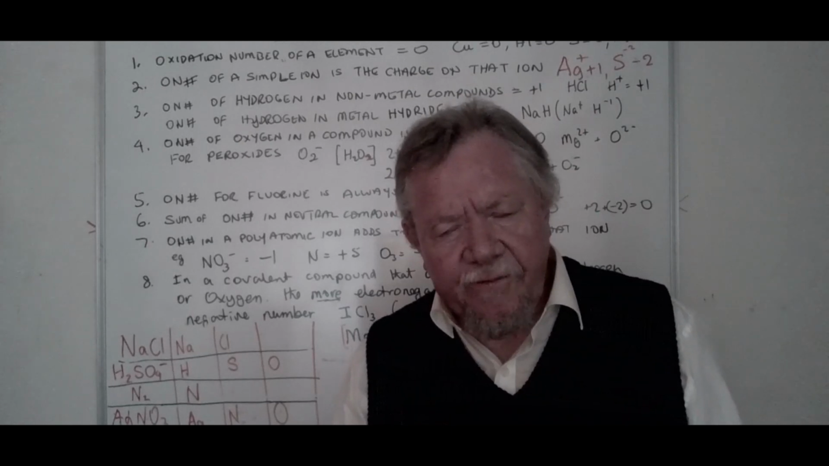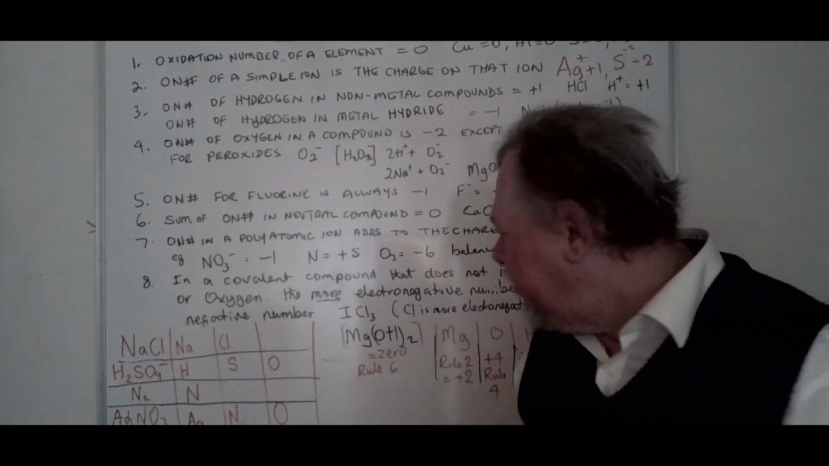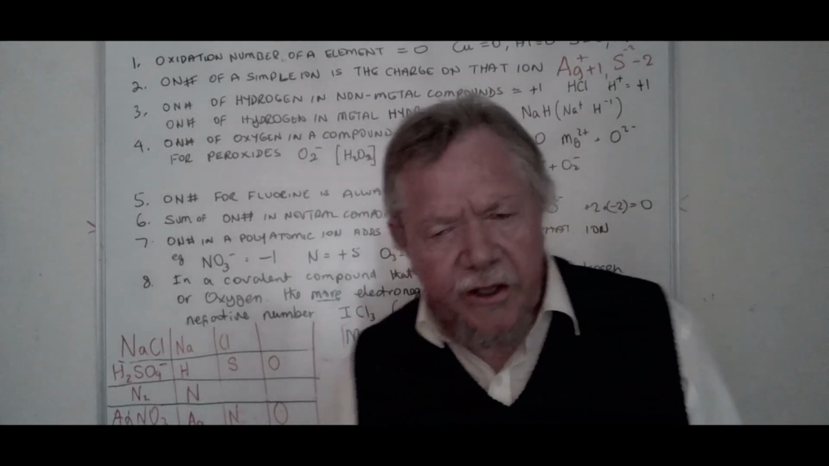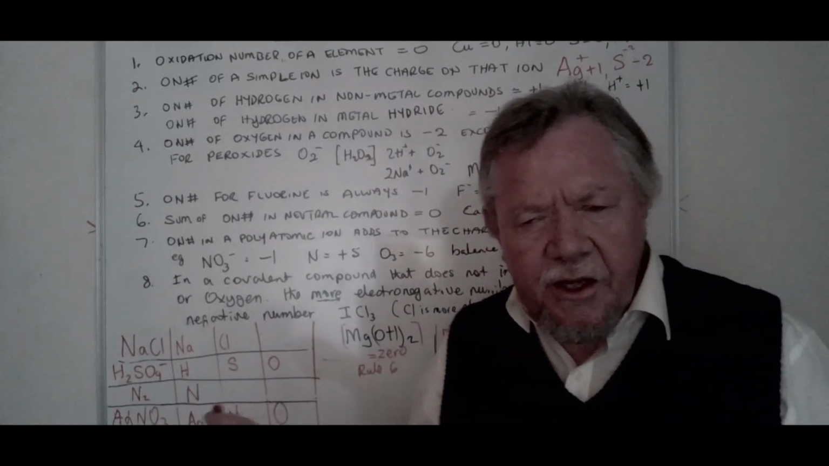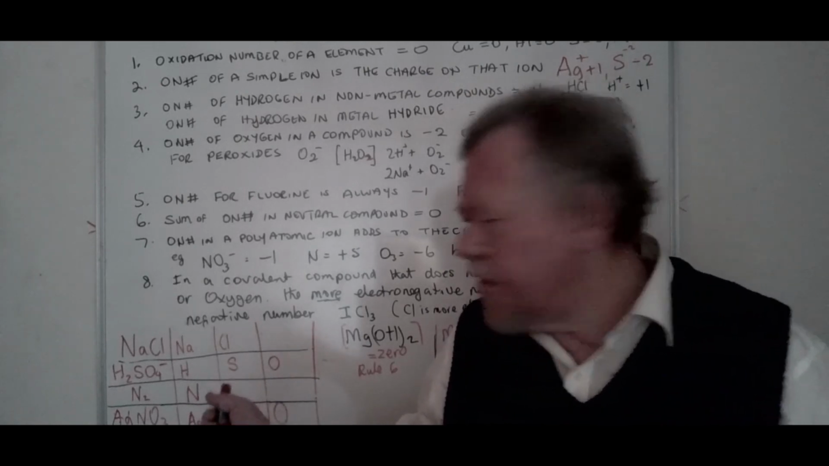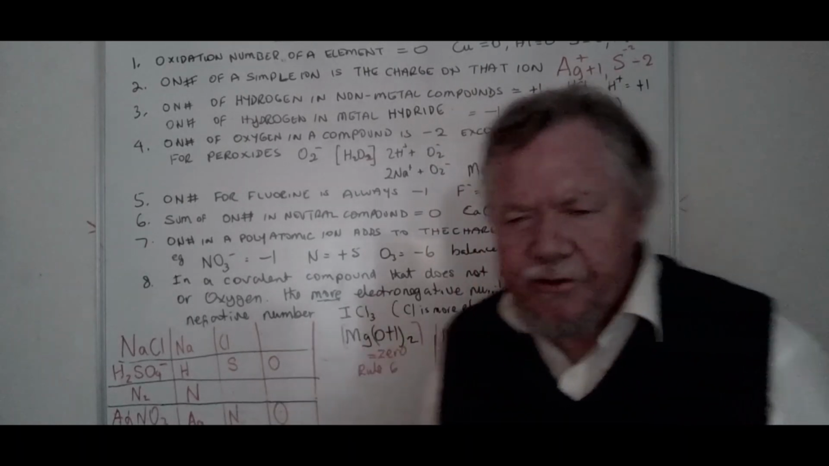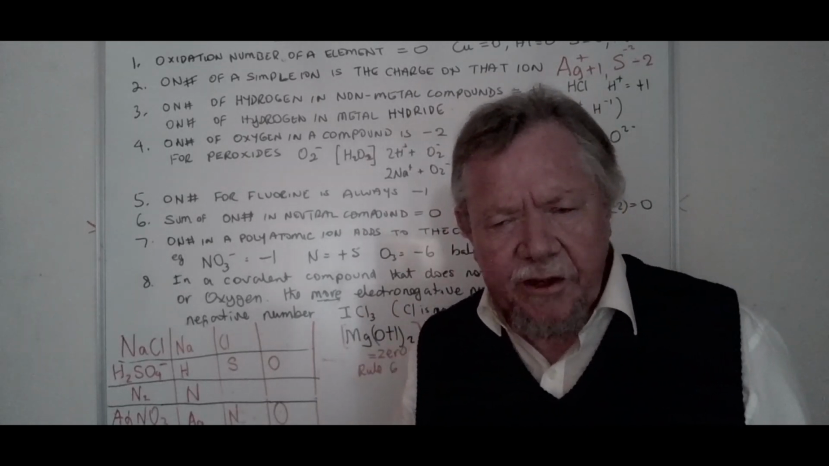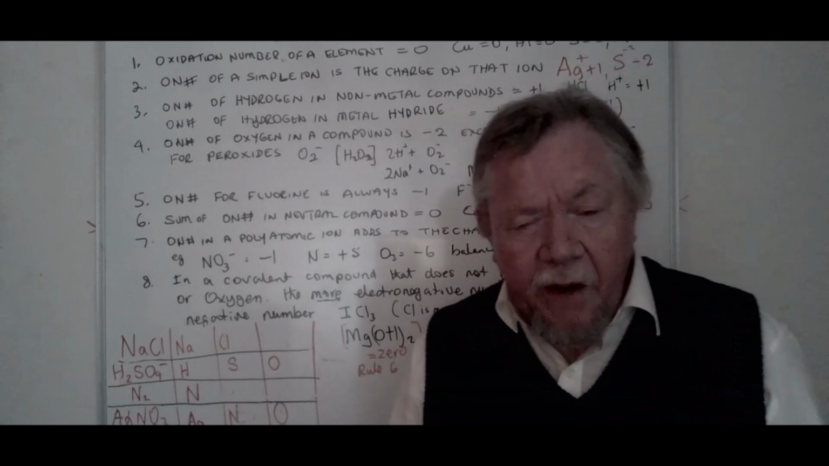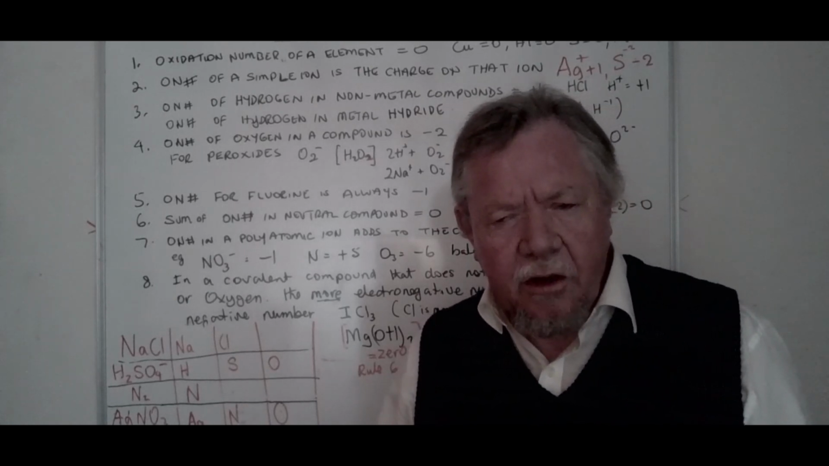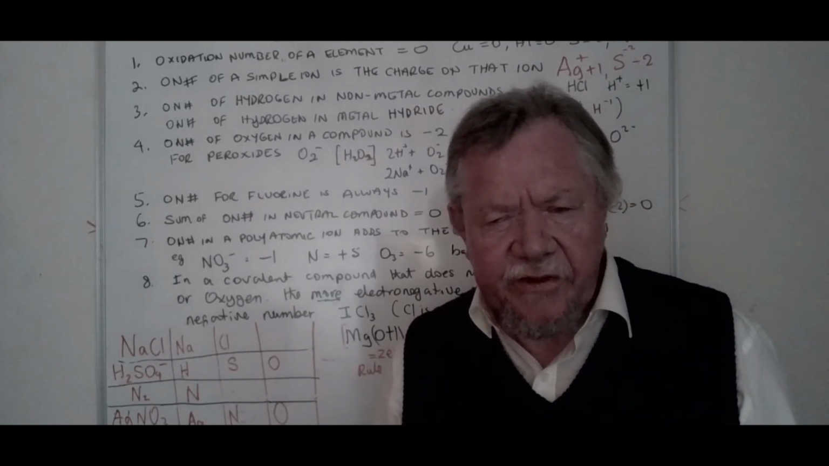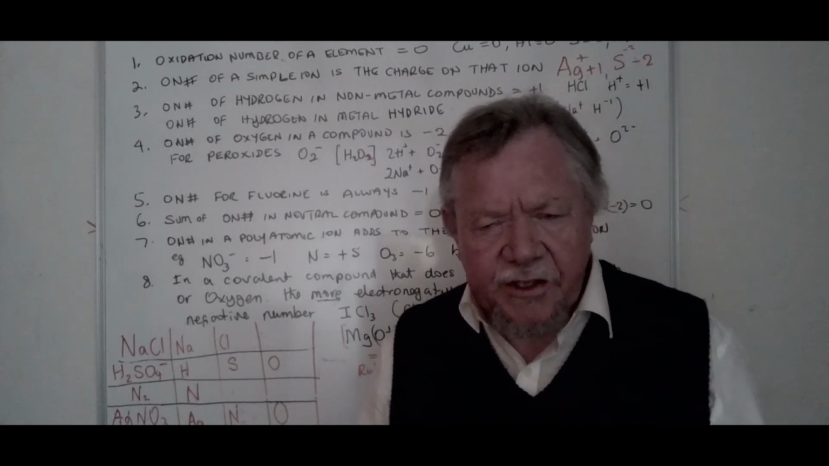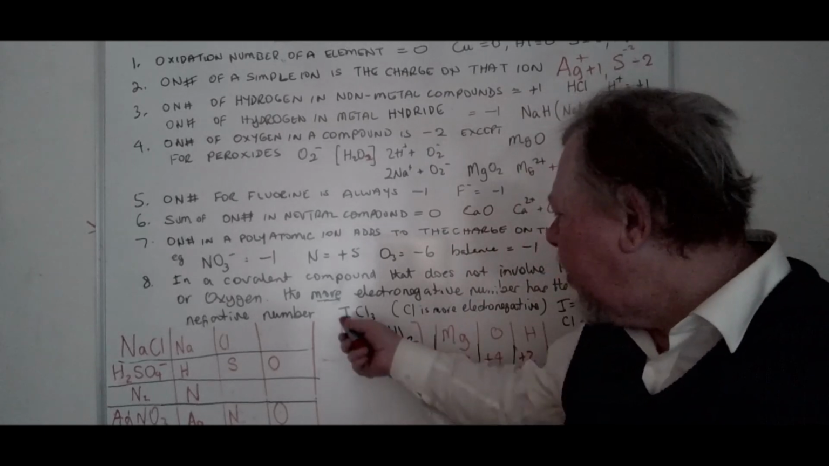So for instance, I've got an example here. We've got iodine and chlorine as a compound, iodine trichloride, ICl3. Now both of these are halogens combined together, but the difference is that chlorine has a higher electronegativity than iodine. Okay, so chlorine has a higher electronegativity than iodine.